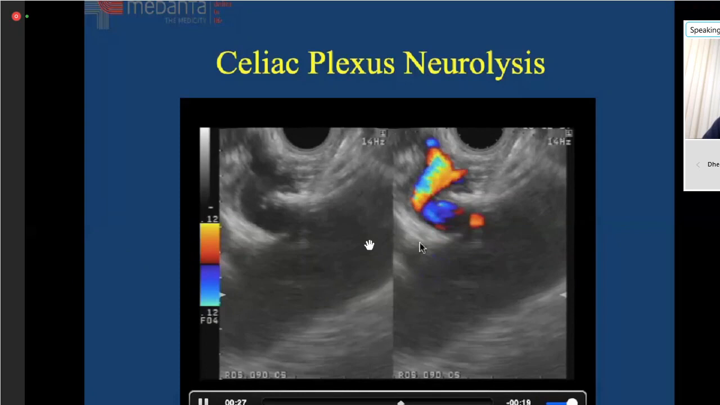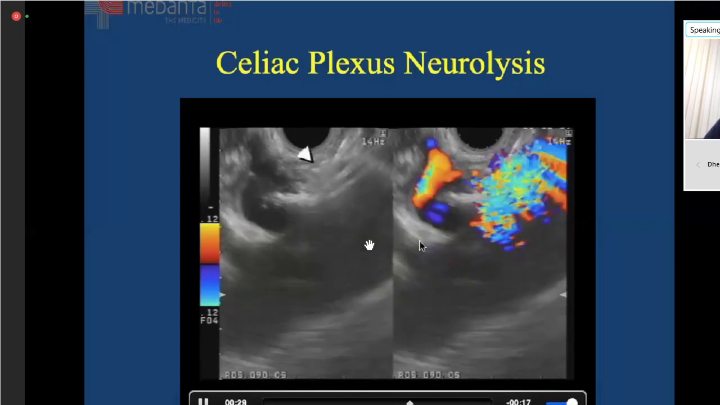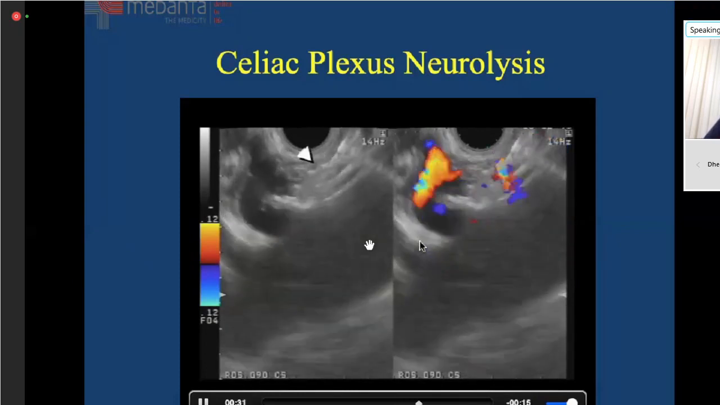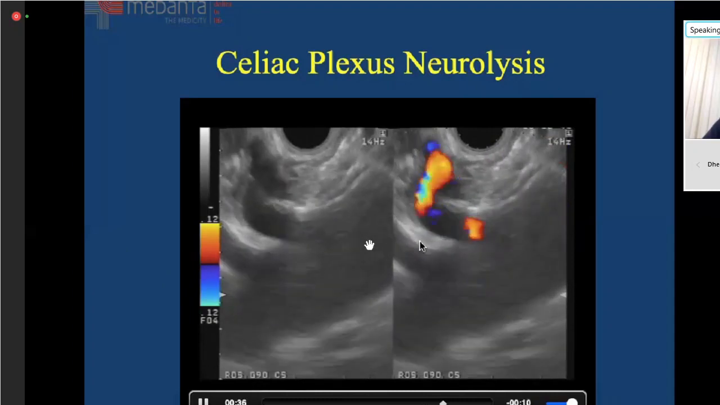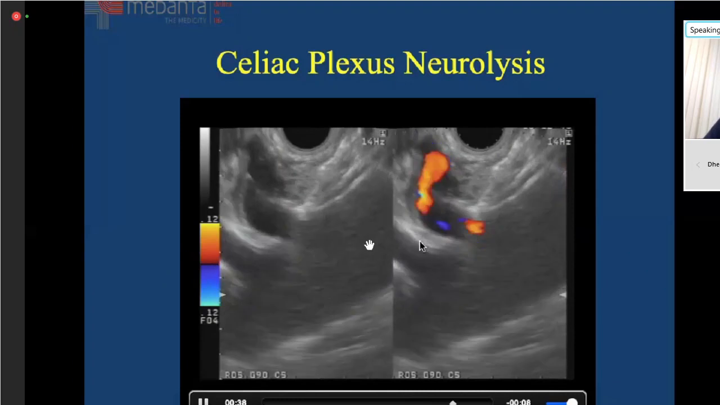It can be done bilateral. It can be done as celiac ganglion neurolysis. You inject into the ganglia. So celiac plexus neurolysis: unilateral, bilateral, extended, and celiac ganglion neurolysis.